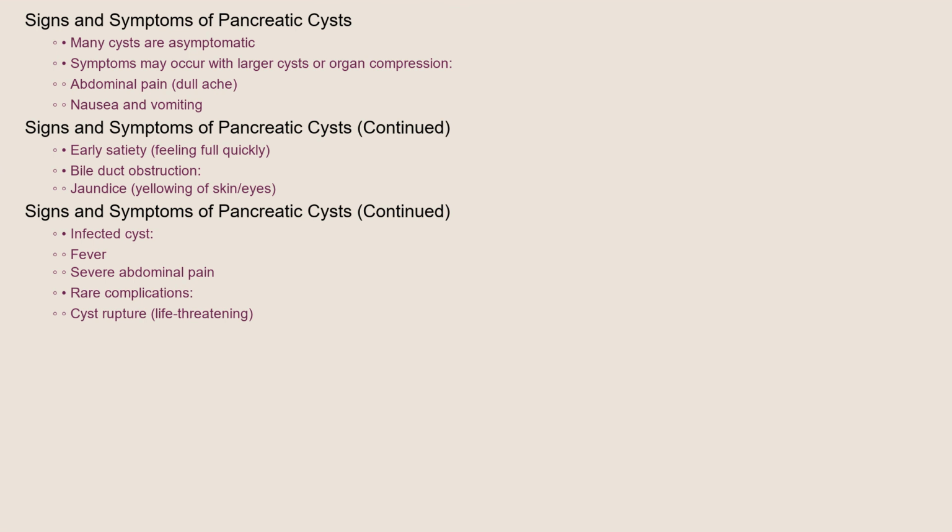Now, let's discuss the signs and symptoms. Many pancreatic cysts are asymptomatic, meaning they don't cause any noticeable symptoms. However, larger cysts or those that are compressing surrounding organs can manifest with abdominal pain, often described as a dull ache in the upper abdomen. Nausea, vomiting, and early satiety, feeling full after only eating a small amount, can also occur. In some cases, cysts can obstruct the bile duct, leading to jaundice, a yellowing of the skin and eyes. If a cyst becomes infected, it can cause fever and severe abdominal pain. In rare instances, a cyst might rupture, leading to a life-threatening emergency.